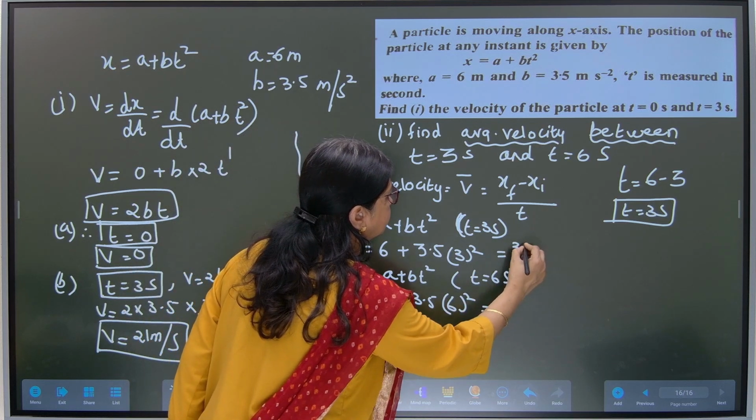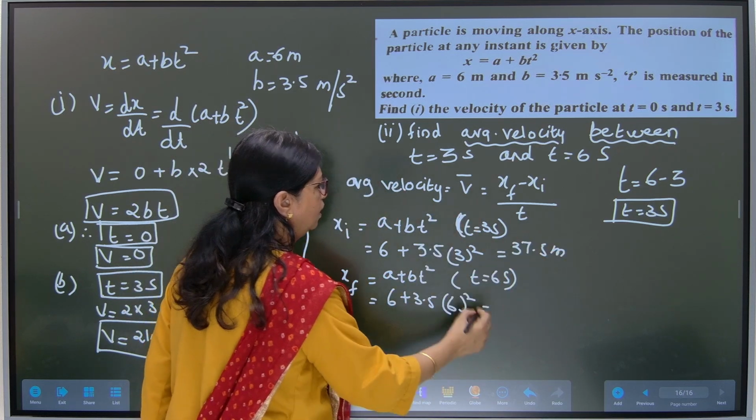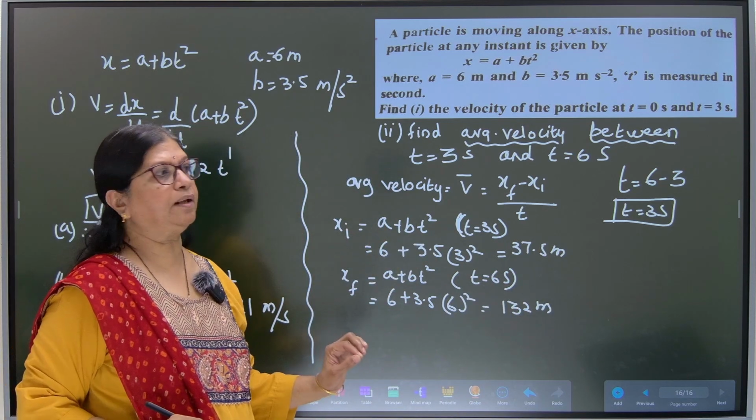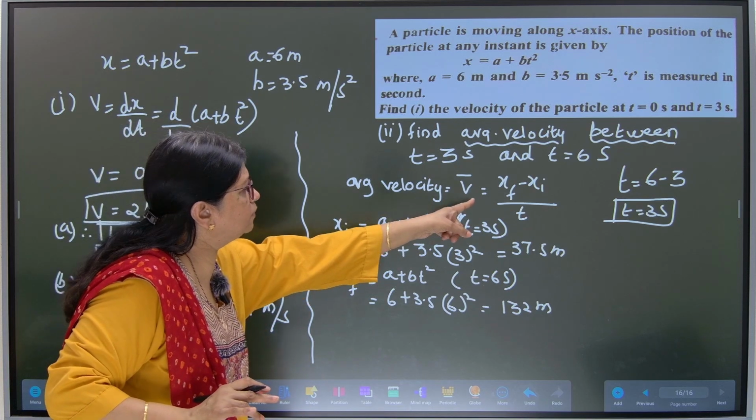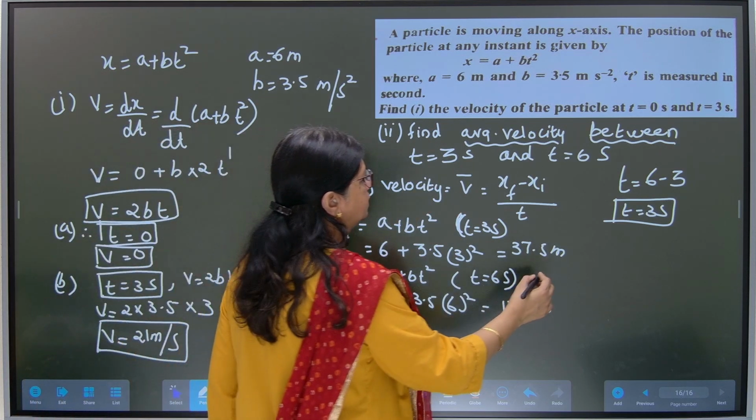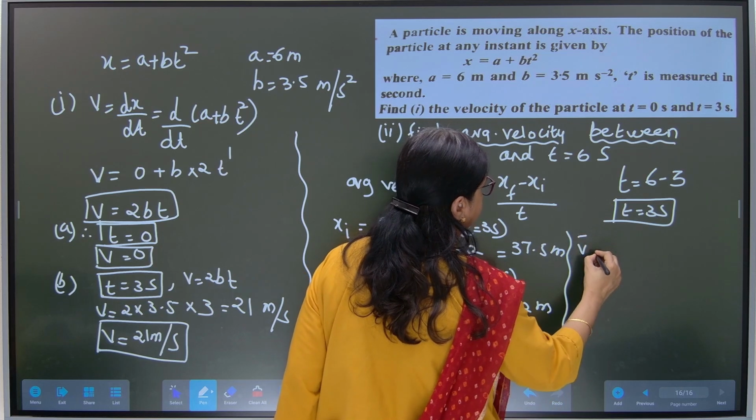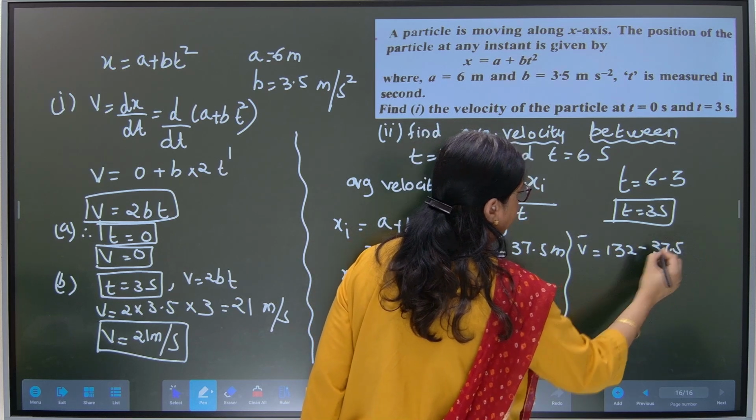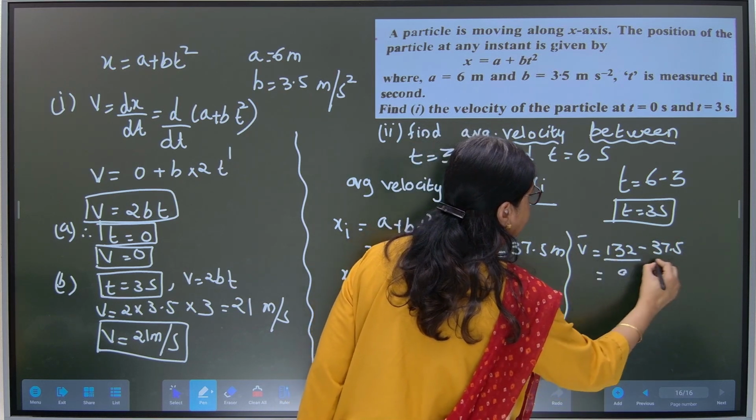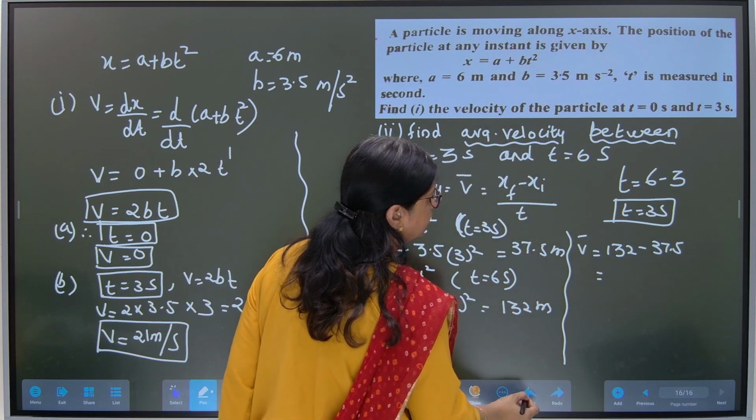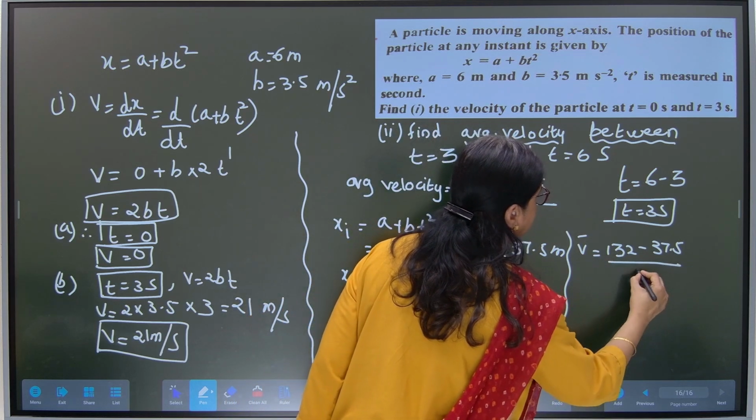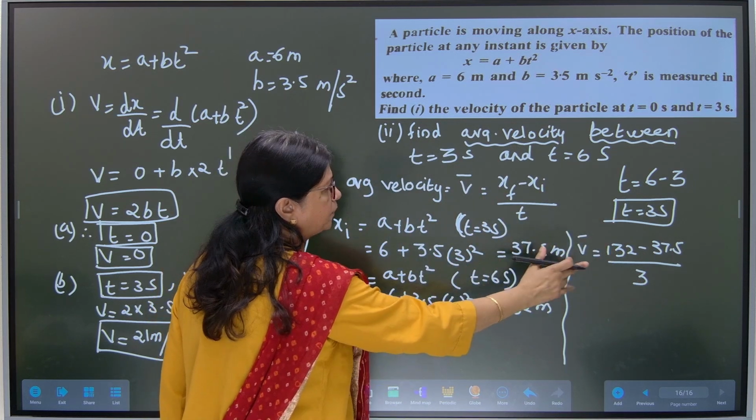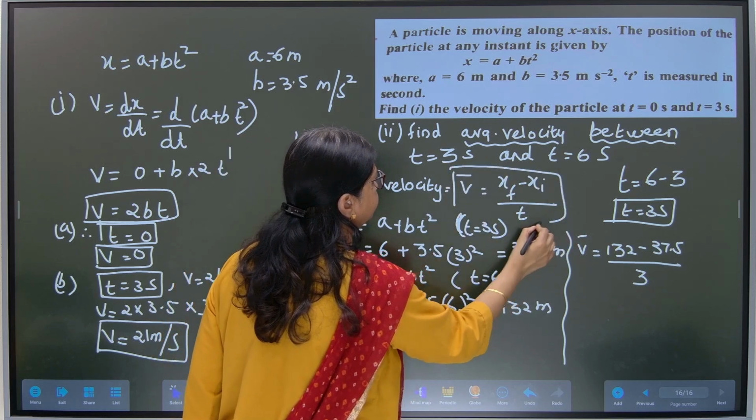So here I have 37.5 meters by calculation, and here I have 132 meters by calculation. My xf and my xi are ready. Now I have to substitute there. Okay, I will substitute. v bar is equal to 132 minus 37.5, divided by 3. Why? Time. So xf minus xi upon 3. Here I have substituted.